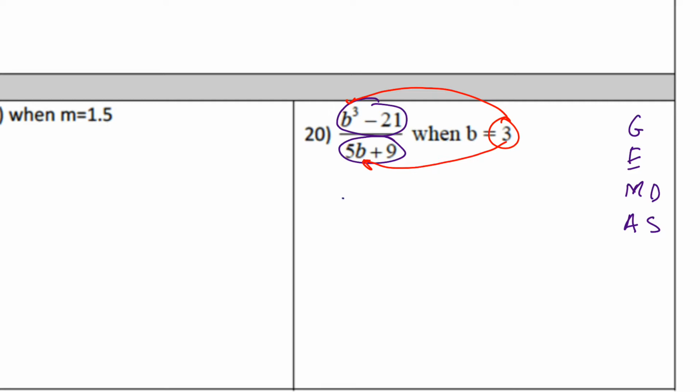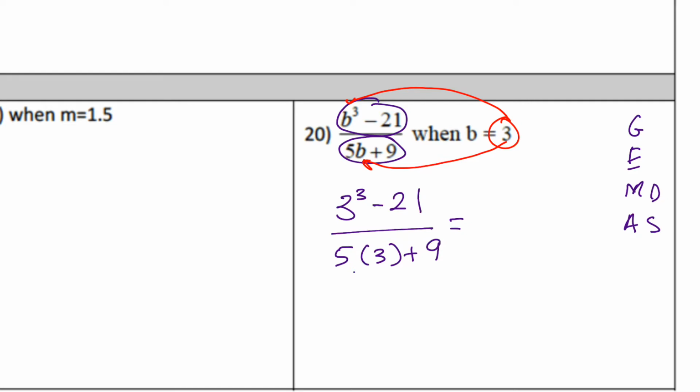So let's see what happens here when we do this. So I got 3 to the third minus 21 over 5 times 3 plus 9. Okay, now imagine, take your finger and cover the bottom. We're going to do the top first. So I'm going to go sideways here. So do the 3 to the third minus 21.